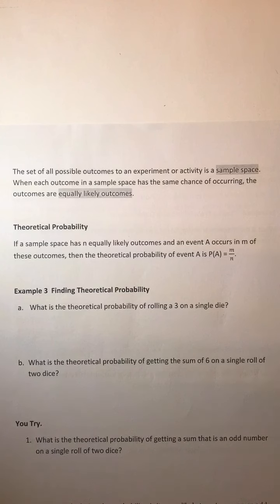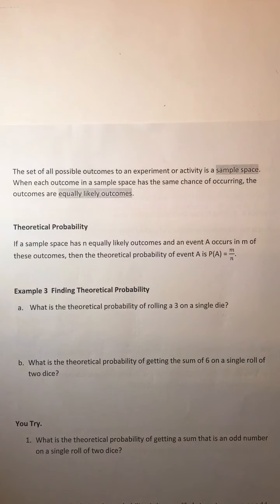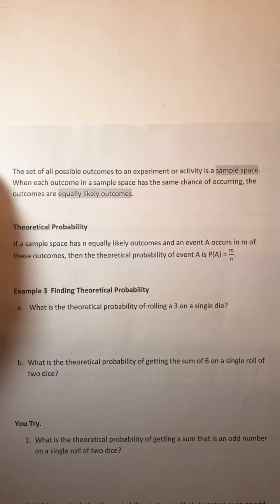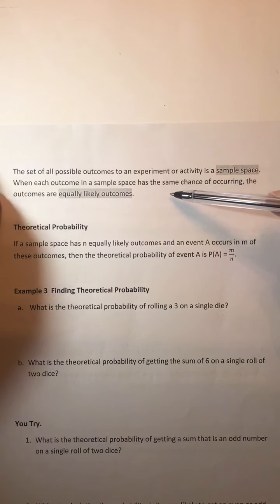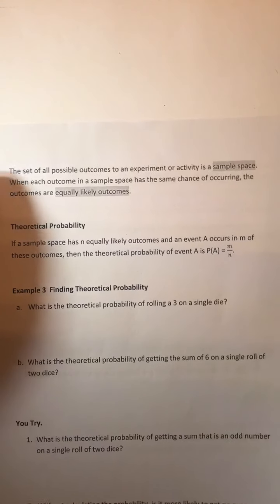What we did so far was all experimental probability. We actually did an experiment. Some of the things you have to know: what the sample space is, and that's just all the possible outcomes. And make sure that all the outcomes are equally likely outcomes. That makes it a fair thing.